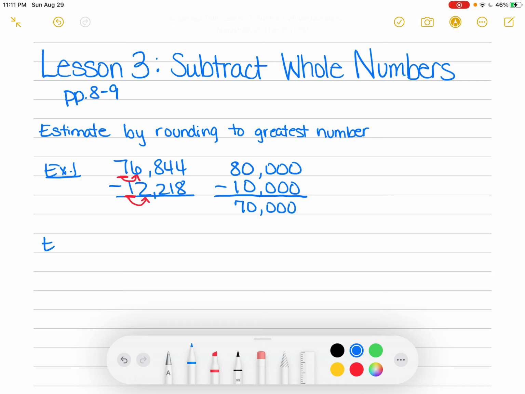Okay, so now I want you to do example two. And example two is going to be 818,073. And we're going to subtract 165,469. So all we're going to do is do the same thing I did in example one. You're going to find the greatest place, right? This shouldn't have said greatest number. It should have been greatest place. We're going to round to the greatest place. And then you're going to subtract.